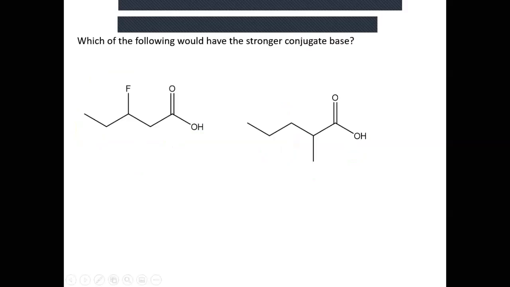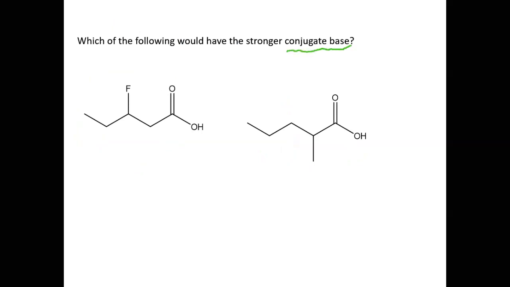So now here's a different take. In this question, we want to know which of the following would have the stronger conjugate base. So we're not looking for stronger acid, we're looking for stronger conjugate base. And what you have to remember here is stronger conjugate base equals weaker acid. So the weaker acid would have the stronger conjugate base. So now we want to look to see which one is the weaker acid so we can determine which one is the stronger conjugate base.